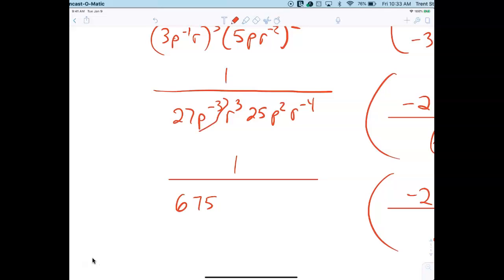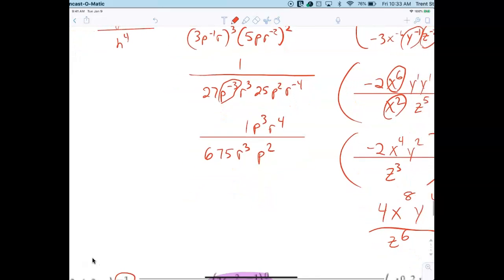What happens to this right here? Oh, it goes on the top. It goes on the top as what? P to the third, right? And then R to the fourth. Yep. And then P to... You with me on this, right? Now simplify. Now the 1/675, R to the first. Where does r to the first go? On the top. Good job. And then just P on the top.